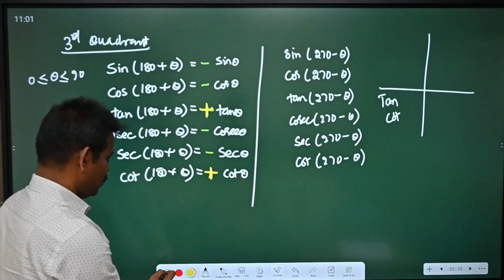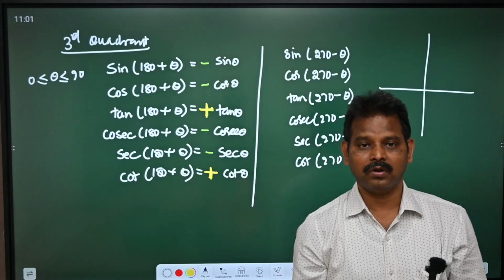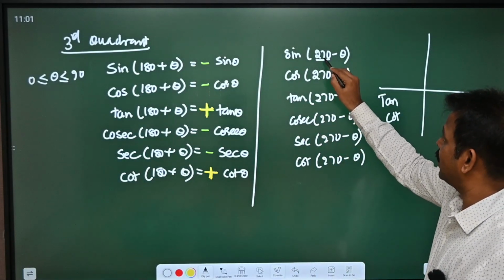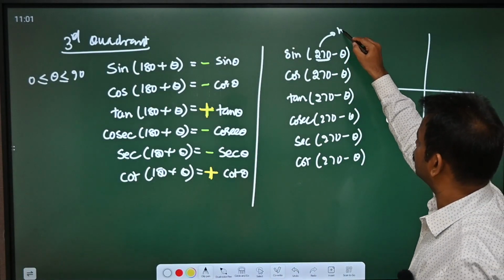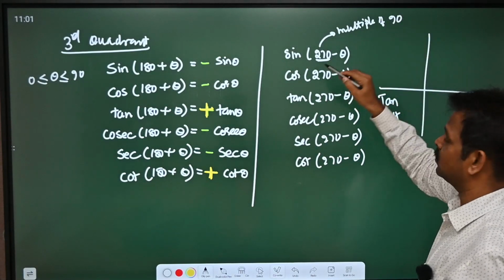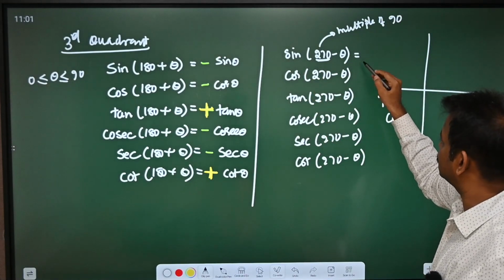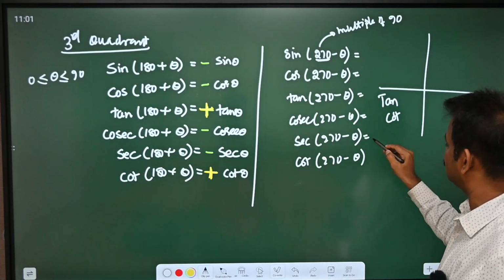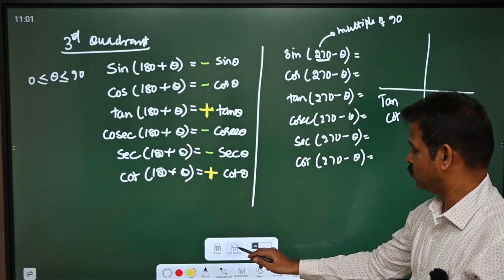Now we will see what happens for these ratios whenever 90 or 270 multiples of 90 are used. The ratio will change here.